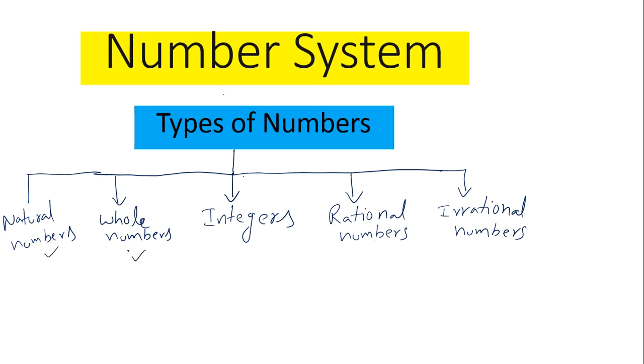Now, what is a natural number? In the number system, we have 5 types of numbers. Now let's learn each type of number individually. Under types of number systems, the first type is the natural numbers. So what are natural numbers?